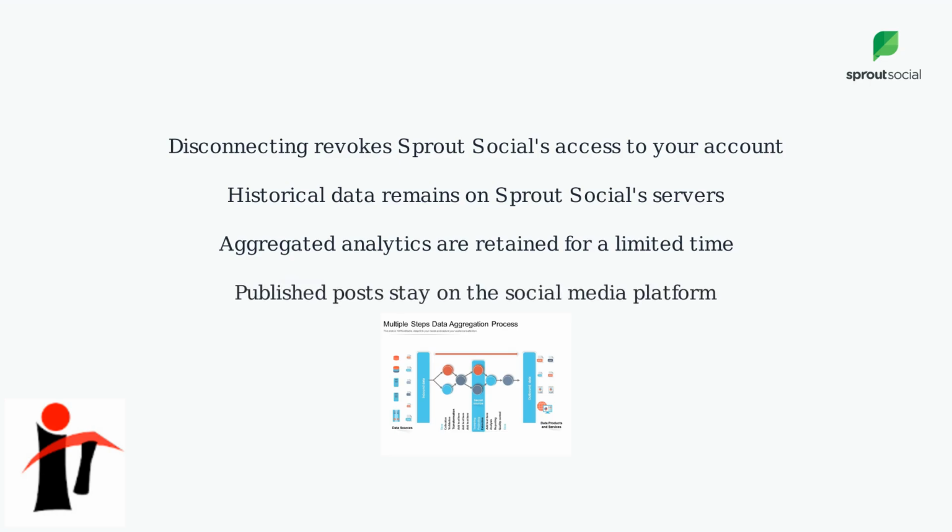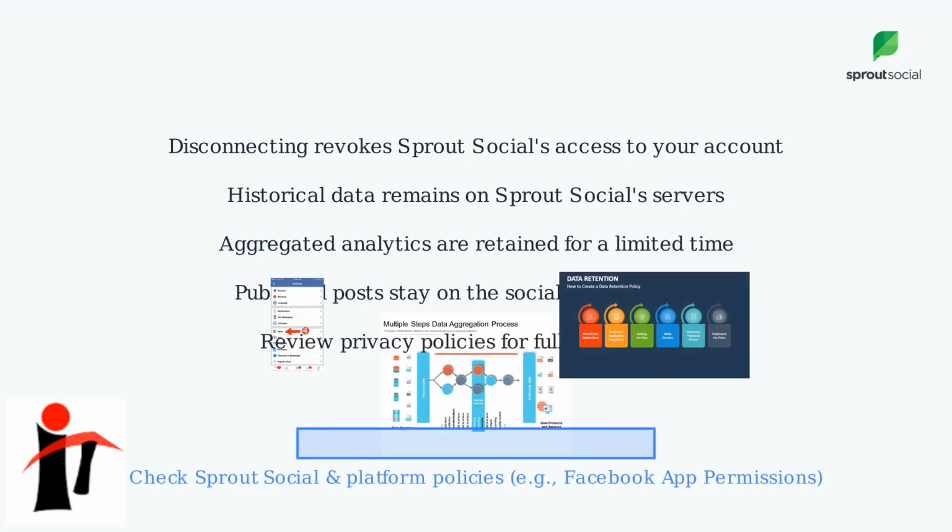Any posts that were published through Sprout Social will remain on the social media platform itself. The disconnection only stops future interactions, not existing content. For complete data control, it's important to review both Sprout Social's privacy policy and the specific social platform's policies, such as Facebook's app permissions, to ensure full revocation. This comprehensive approach ensures you understand exactly what happens to your data when disconnecting.